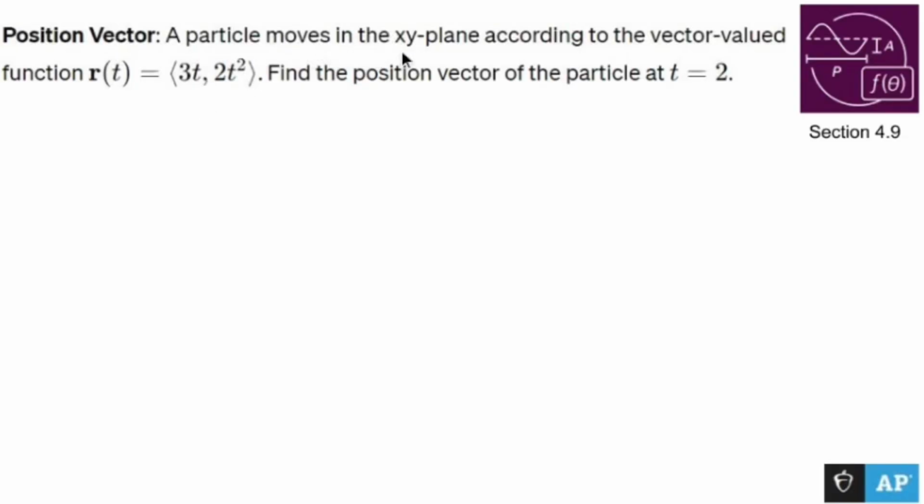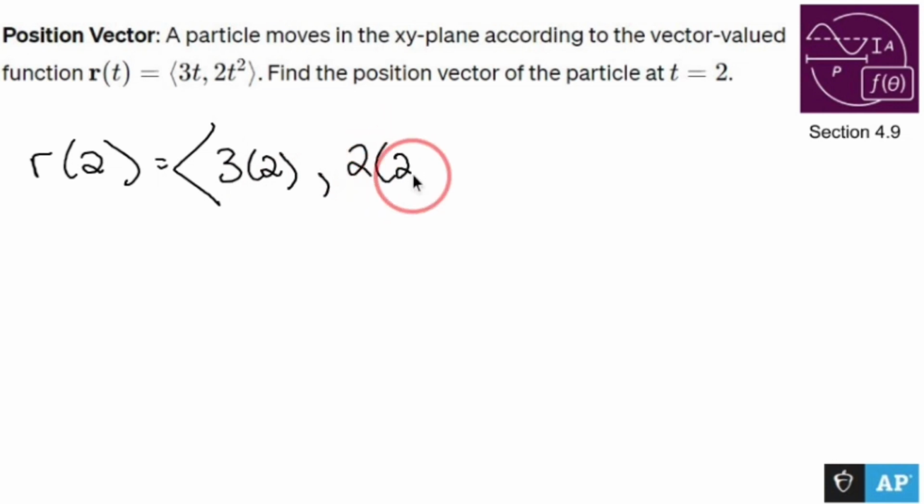A particle moves in the xy plane according to the vector-valued function r of t equals 3t, 2t squared. Find the position vector of the particle at t equals 2. Well, basically, in order to find the position of this particle, it's very much like a parametric function. I'm going to take 2 and plug it into both of these guys. So r of 2 is going to equal 3 times 2 in component form and 2 times 2 squared.